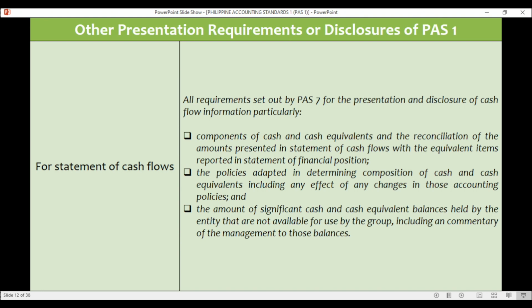The policies adopted in determining composition of cash and cash equivalents, including any effect of any changes in those accounting policies, and the significant cash and cash equivalent balances held by the entity that are not available for use by the group, including any commentary of the management to those balances.